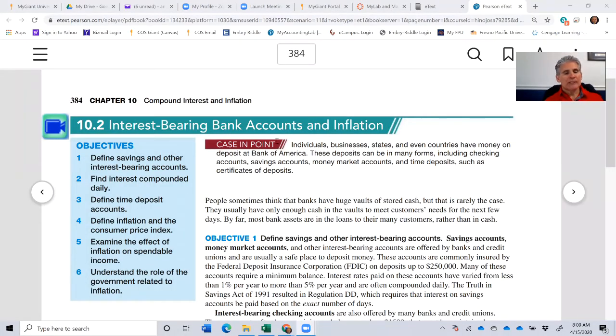Good morning. We're going to move on to 10.2, interest-bearing bank accounts and inflation.